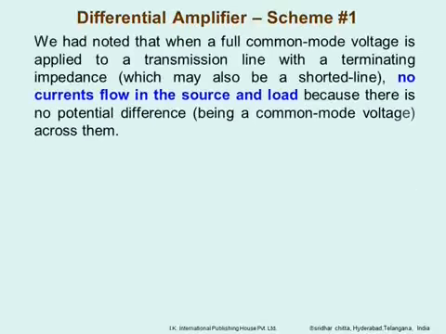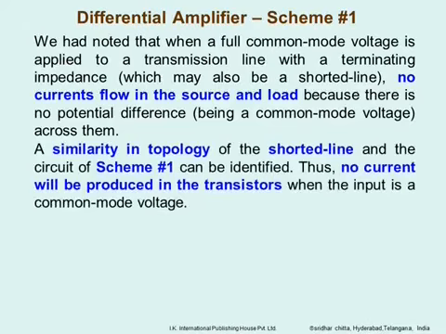We had noted that when a full common mode voltage is applied to a transmission line with a terminating impedance, which may also be a shorted line, no currents flow in the source and load because there is no potential difference, being a common mode voltage, across them. A similarity in topology of the shorted line and the circuit of scheme 1 can be identified. Thus, no current will be produced in the transistors when the input is a common mode voltage.